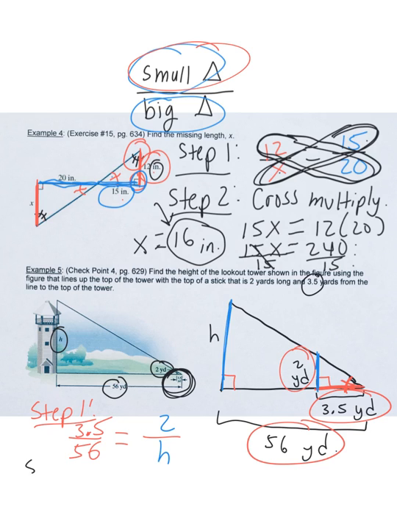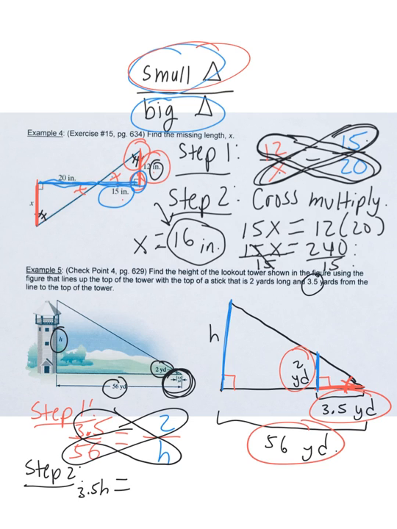So now step 2, we're ready to do the algebra part, the cross multiplying. Bring down the equal symbol, it's in the middle. I'm going to multiply the diagonal, which has the letter first, so that's going to be 3.5 times h. The other diagonal is 2 times 56. When you do 2 times 56, you get 112. Remember, you're multiplying what's on the diagonals.